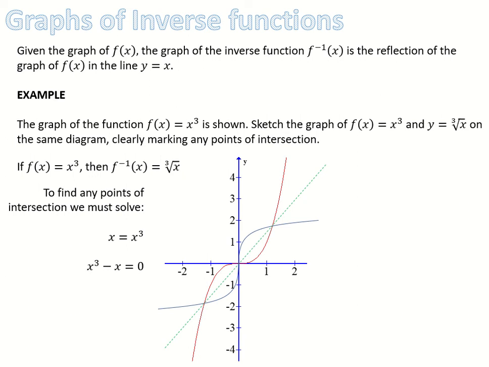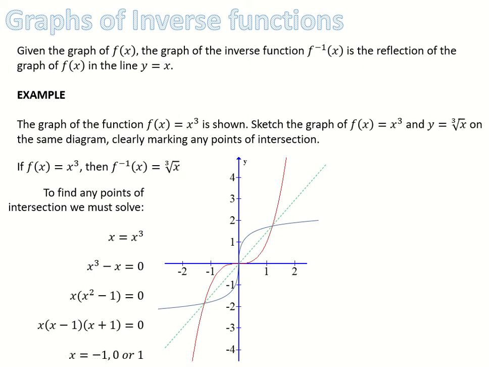Get it all to one side, x cubed minus x. Factorize: x bracket x squared minus 1, and hopefully we recognize that that's the difference of two squares. So it's x bracket x minus 1, x plus 1 equals 0, in which case we have three solutions, x equals minus 1, 0, or 1.